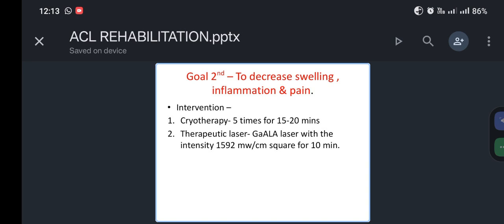Laser reduces the inflammatory process by altering prostaglandin synthesis, decreasing interleukin 1, enhancing lymphocyte response, and decreasing C-reactive protein and neopterin levels. So, in this way, therapeutic laser can be given to resolve the inflammation following post-operative intervention.